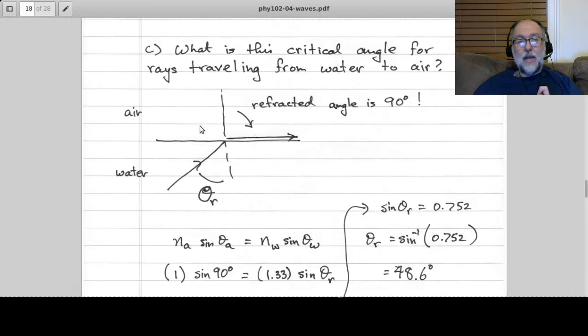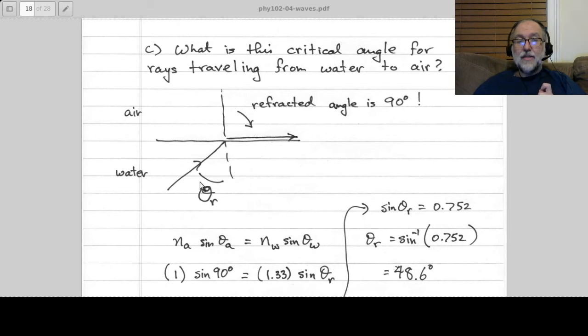So in this diagram here, if this angle here is less than 48.6, you get the usual refraction. The ray will come up to the surface, and it'll actually refract, pass into the air, and bend as it usually does. When you get to 48.6, you're getting right to the point where the refracted ray up here is just skimming along the surface in the air. It's like reached its maximum possible refraction.